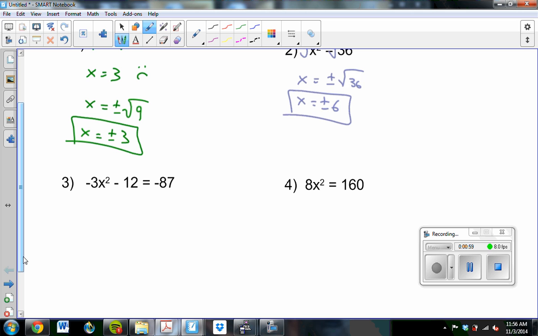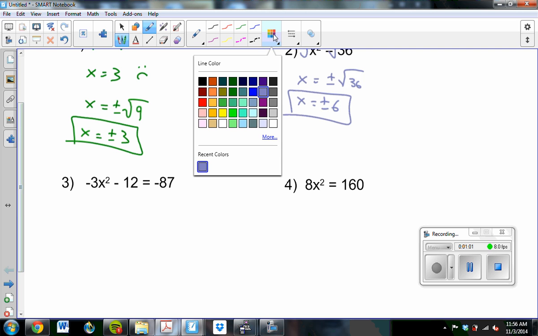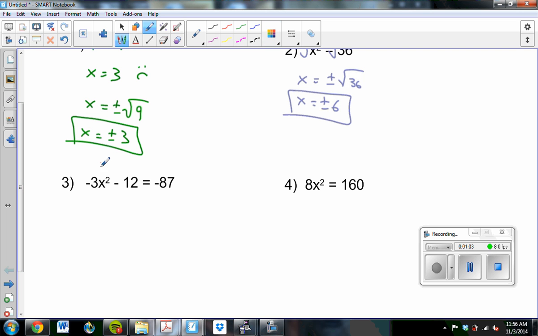Number 3, I want to get this x by itself. This x right here I want to get by itself, like I'm doing the order of operations backwards. So I start by adding a 12 to both sides. I do not want to square root first. That becomes a pretty big pain. Negative 87 plus 12 is negative 75. Divide both sides by negative 3.